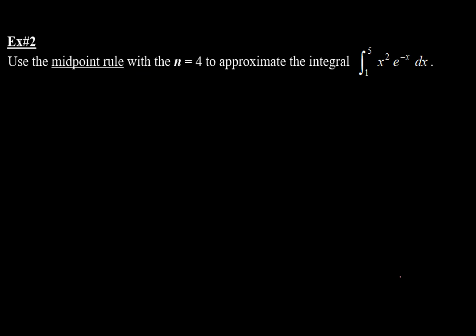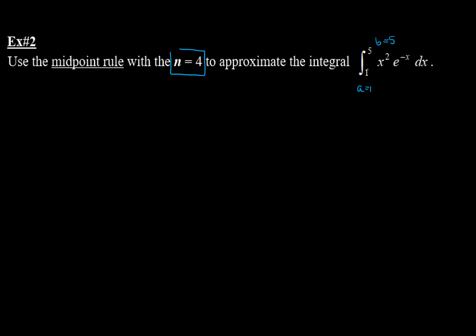So let's use the midpoint rule with n equals 4 to approximate this integral. So it's n equals 4, so we need to do 4 values. So a is 1 and b is 5.